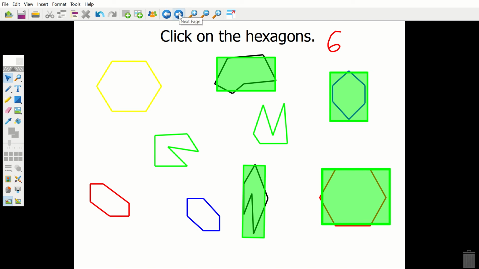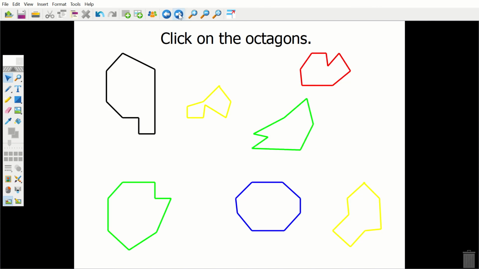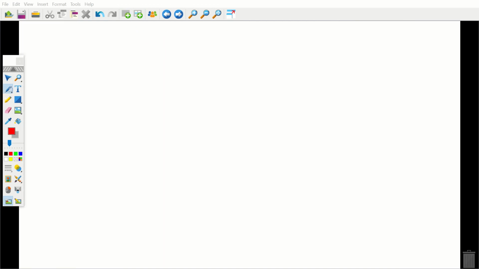Now, a seven-sided polygon would be called a, well, we don't have it on here for whatever reason, so I will add it in here. Seven sides is called a heptagon. That is a seven-sided figure.